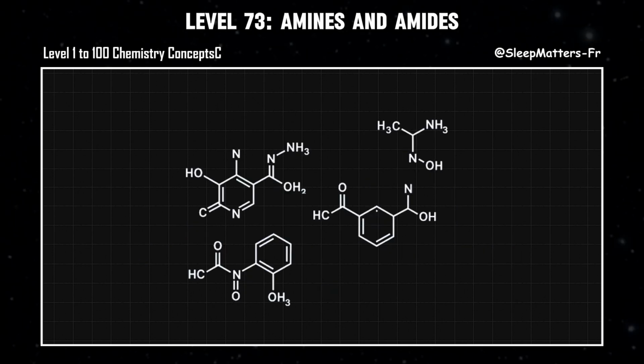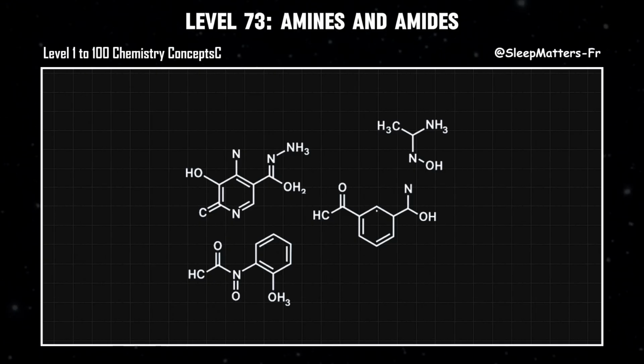Level 73. Amines and Amides. What if a single molecule could make you feel joy, pain, or even fear? What if it could change the way you think, the way you love, or the way you dream? That is the world of amines and amides. These are compounds that contain nitrogen, and they are everywhere in life.